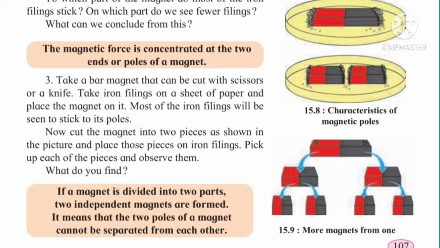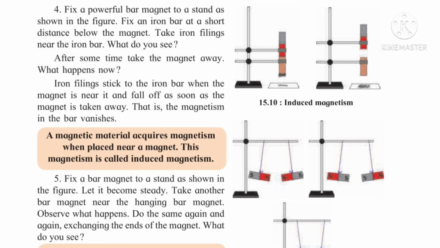The two poles of a magnet cannot be separated from each other, though we cut it into smaller and smaller pieces. Even a very small piece of magnet has two poles only, that is south pole and north pole. Okay, now see the next property.